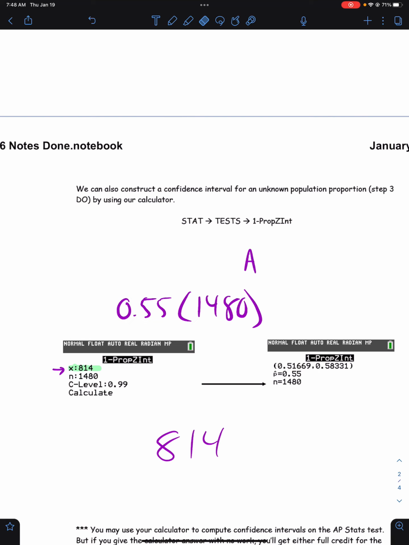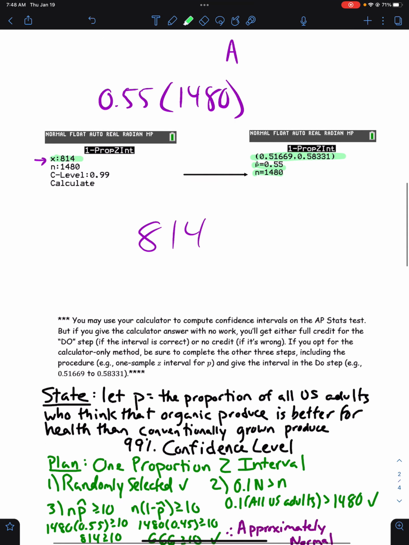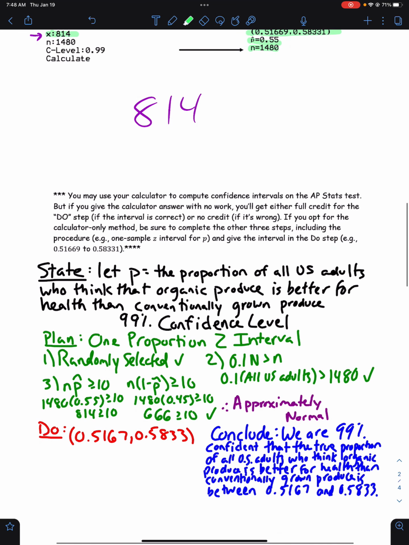Just make sure you round that number if you need to. So when you put it in the calculator, it does the do step for you. Look at that. Look how easy that is. It even gives you p hat. Well, we already put the sample size in. So that's all you need to do for the do step. You just state the confidence interval like that, and you're done. So much nicer. Makes it a lot easier, I think. So that's it for the calculator.